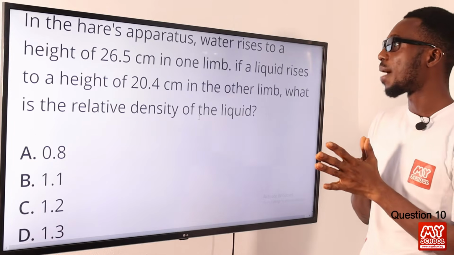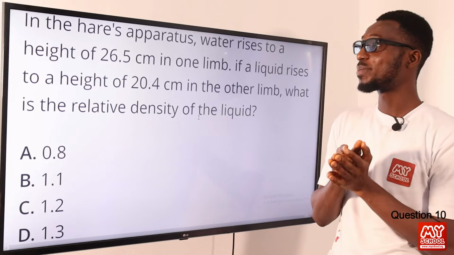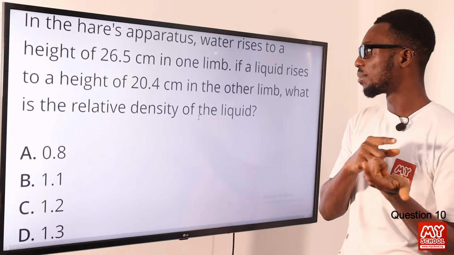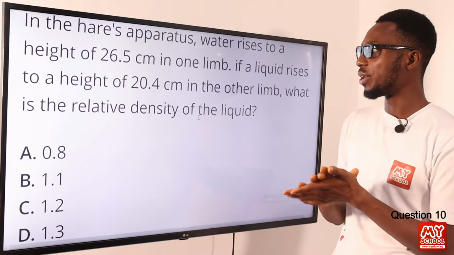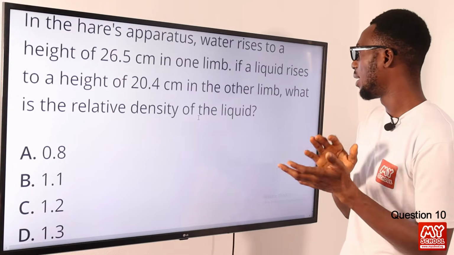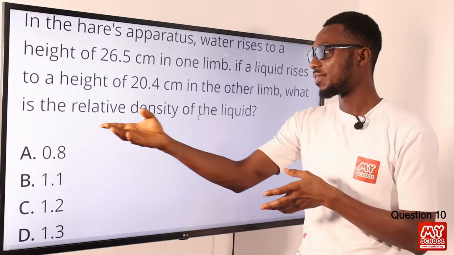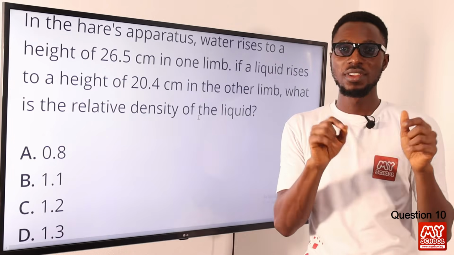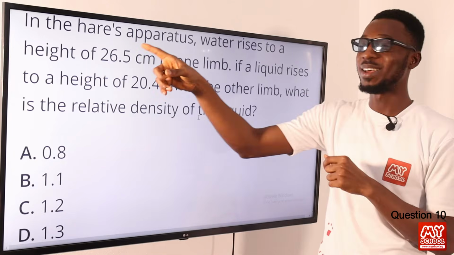In Hare's apparatus, water rises to a height of 26.5 centimeters in one limb. If a liquid rises to a height of 20.4 centimeters in the other limb, what is the relative density of the liquid? If you want to find the relative density of the liquid, you can use the U-tube, Hare's apparatus.